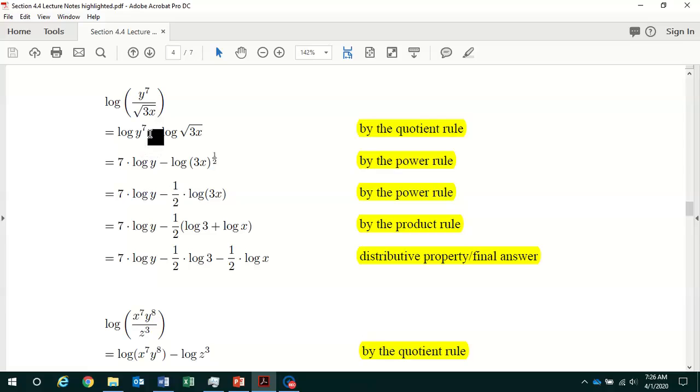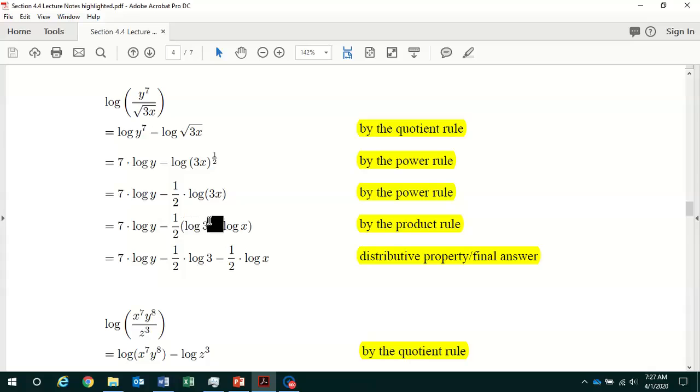The common log of y to the 7th, this 7 can be brought out in front of the log by the power rule, and so this first term is equal to 7 times the log of y, and then we have minus the second term. Now by the power rule, this exponent 1/2 can be brought out in front of the log, and we have minus 1/2 times the log of 3x. Well, now 3x is a product, 3 times x. So by the product rule, the log of 3x can be written as the log of 3 plus the log of x.